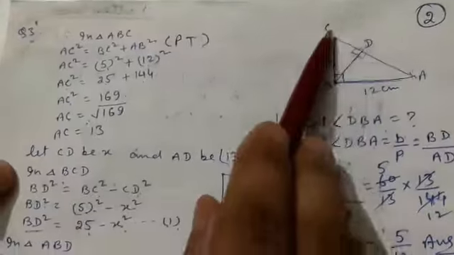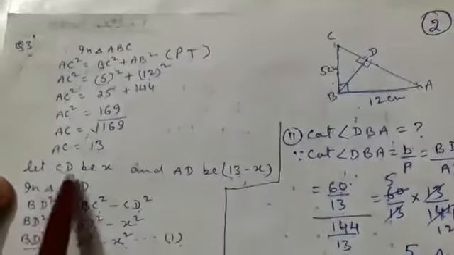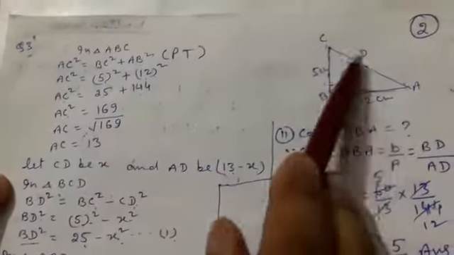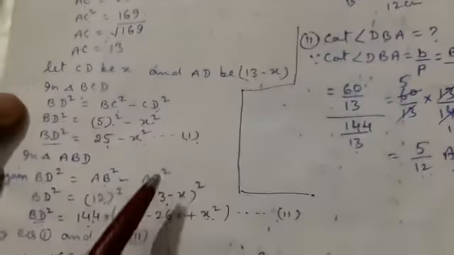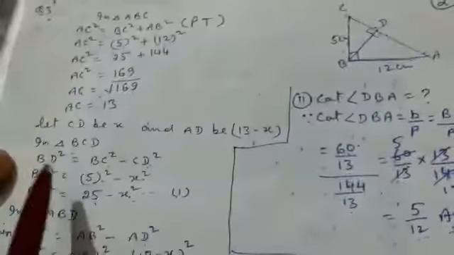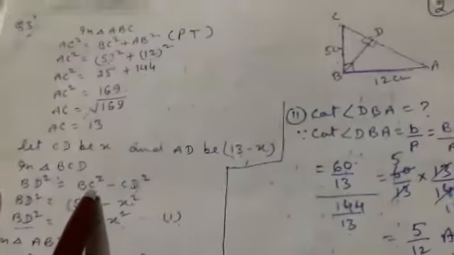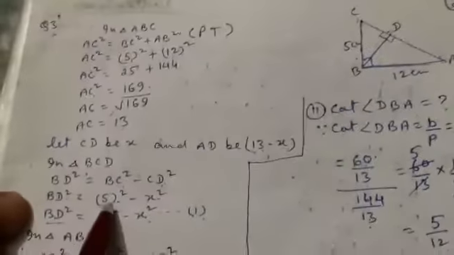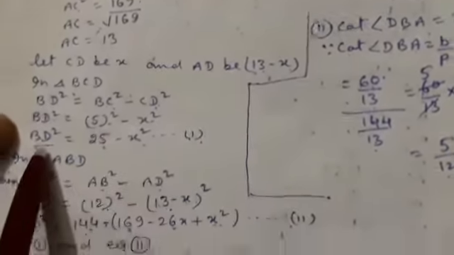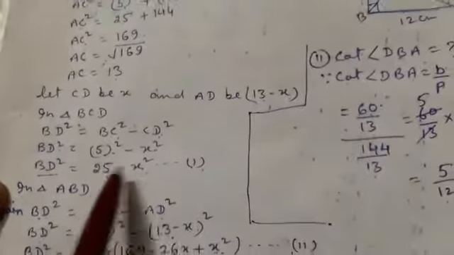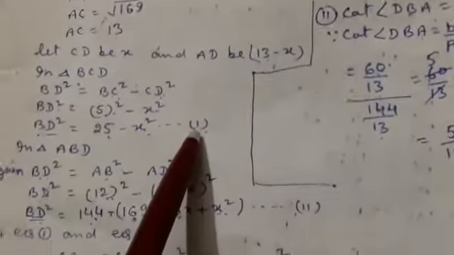We don't know the length of CD. So we will assume let CD be x and AD be 13 minus x. In triangle BCD, let us see in triangle BCD. In this smaller triangle, BD square is equal to BC square minus CD square. So BD square is equal to, what is the value of BC? 5 square minus x square. So BD square is equal to 25 minus x square. This is our first equation.